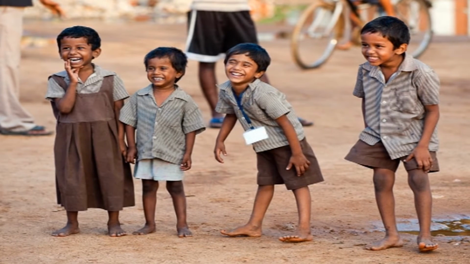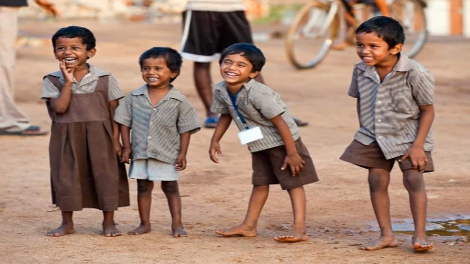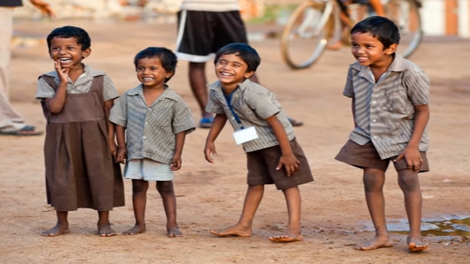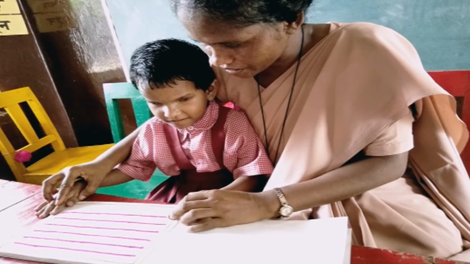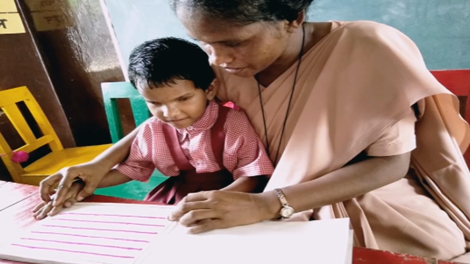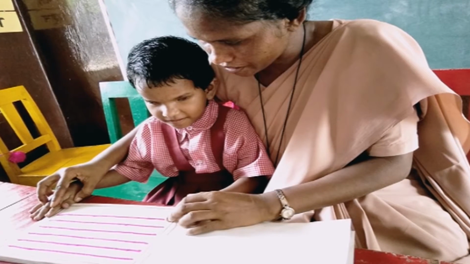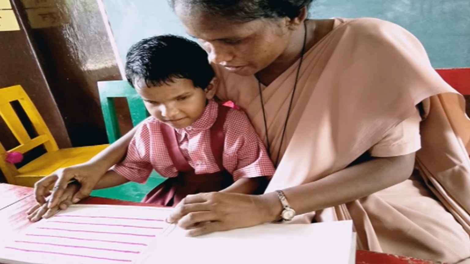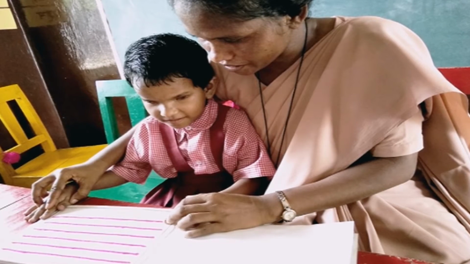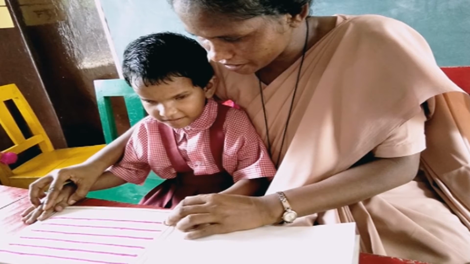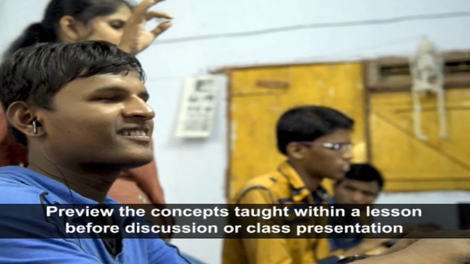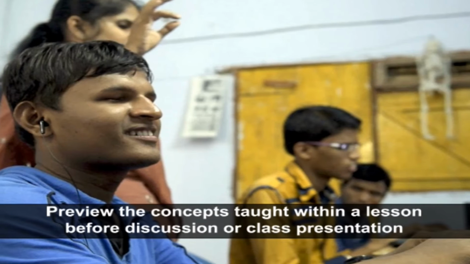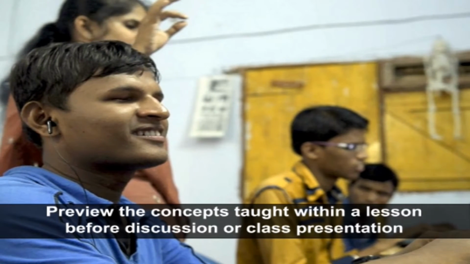Sighted children learn many things through observation of the world around them and by watching the actions of other people. But students with visual impairments do not benefit from this incidental learning and require more direct instruction and hands-on experiences to develop a complete picture of objects and concepts. The general suggestions on teaching and adapting lessons for students with visual impairments are: preview the concepts taught within a lesson before discussion or class presentation.